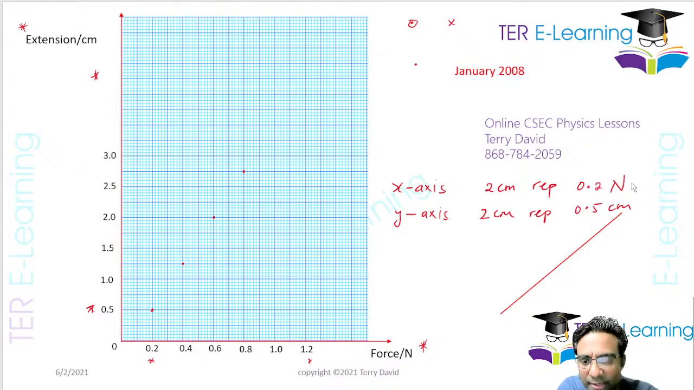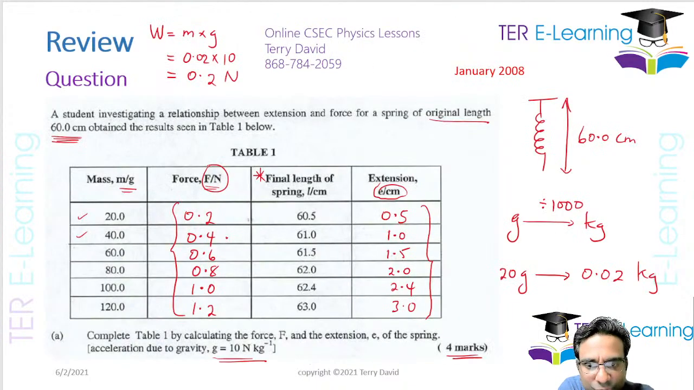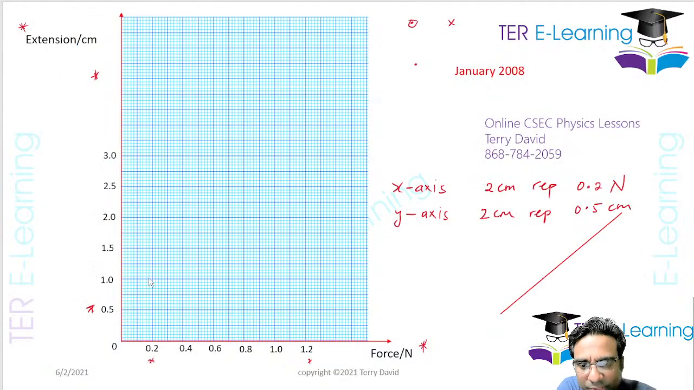Right, so let me just double check that. 0.5, 1, 1.5, 2, 2.5. Okay, so I just need to plot over these points, right? Let me just make sure that's correct. Alright, so let's do over this. 0.2 against 0.5. So 0.2 against 0.5 is this point here.